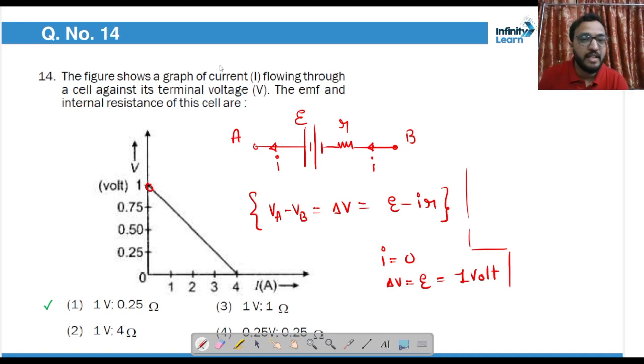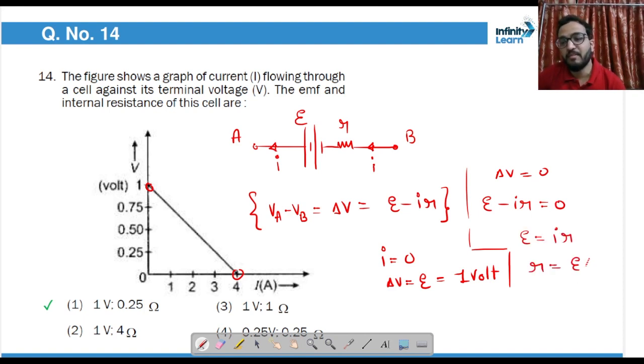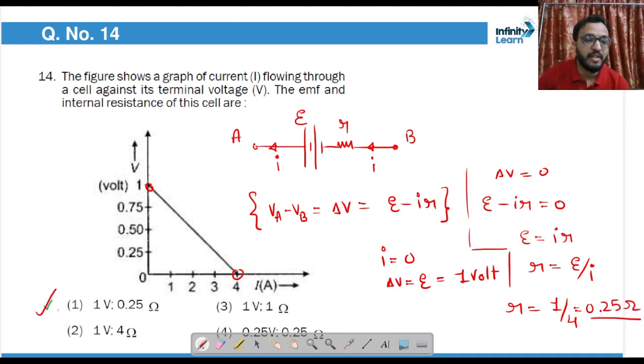Okay, so what they need is they want to find out the internal resistance also. Now here when delta V is 0, then EMF minus IR is 0, so EMF is equal to IR. So what is internal resistance? EMF upon I. What is EMF? 1 volt. What is current right now? 4. So what is the answer? 0.25 ohms. So the first option is correct. Got it?